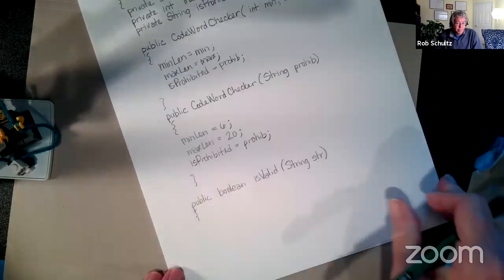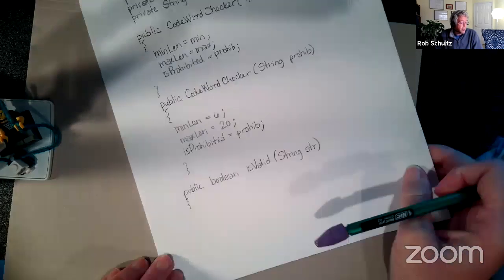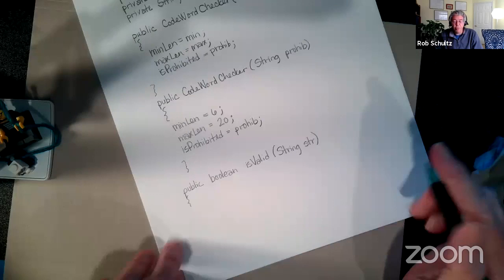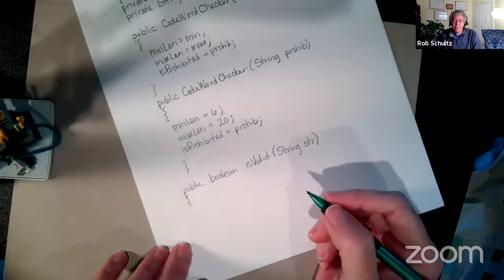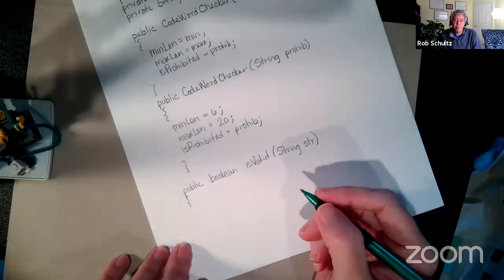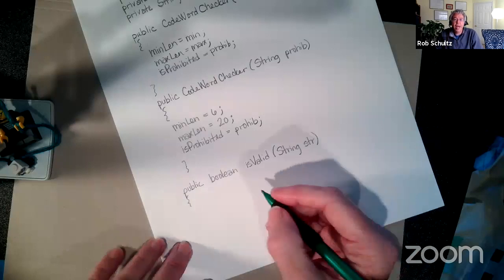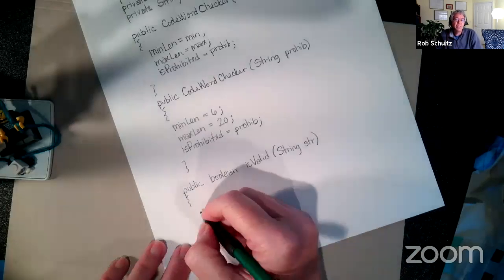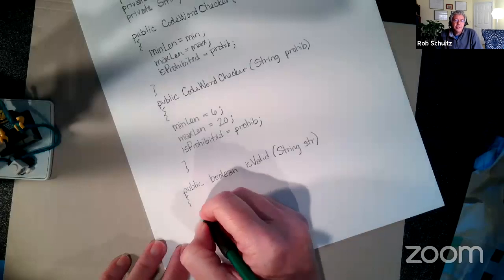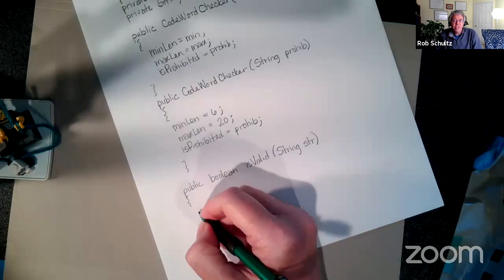So remember, isValid is going to return false if one of three things happens. The first thing that could happen is the length of the string str being passed in is too short. So how would we convert that to Java code? This is where we start looking at some of those string methods. In this case, we're going to use str.length.